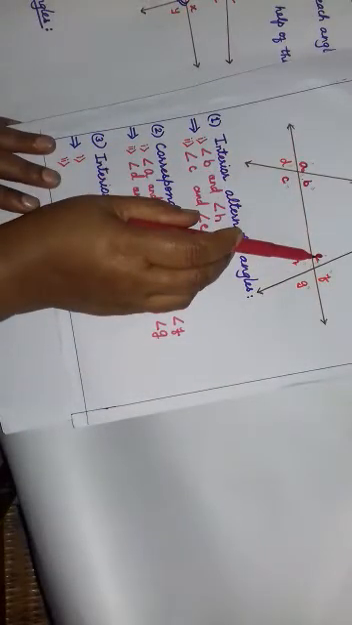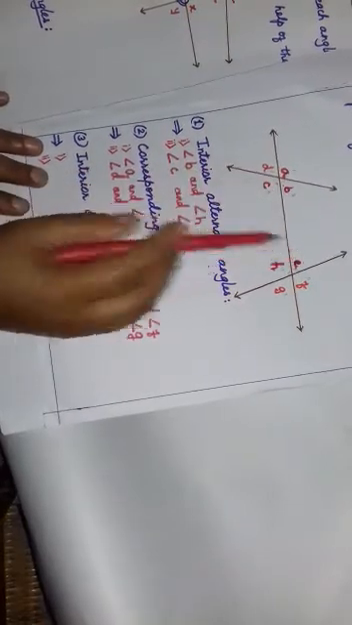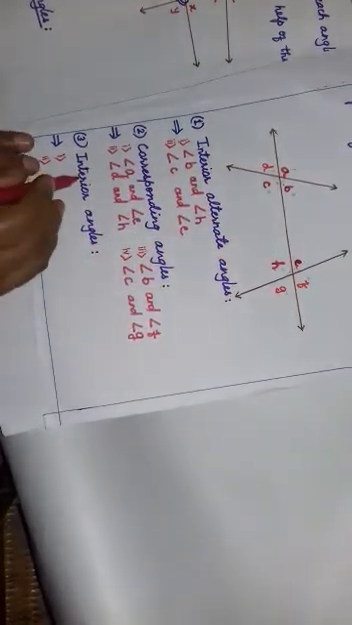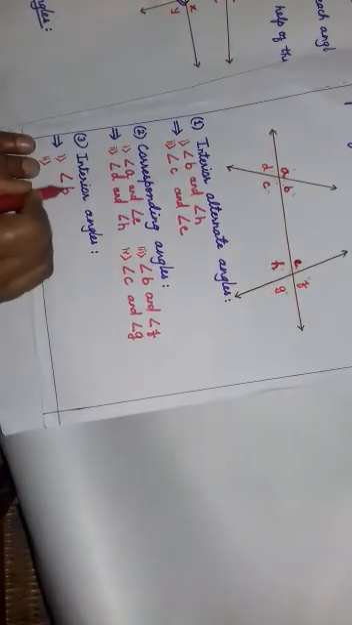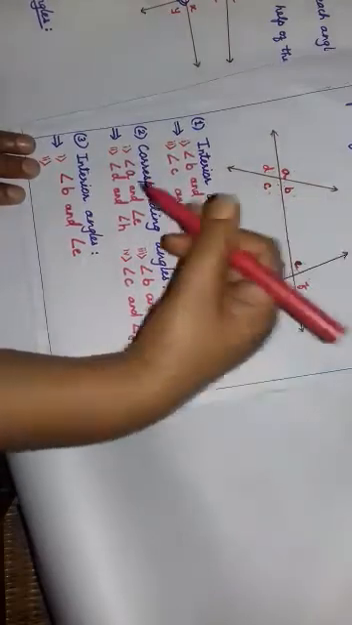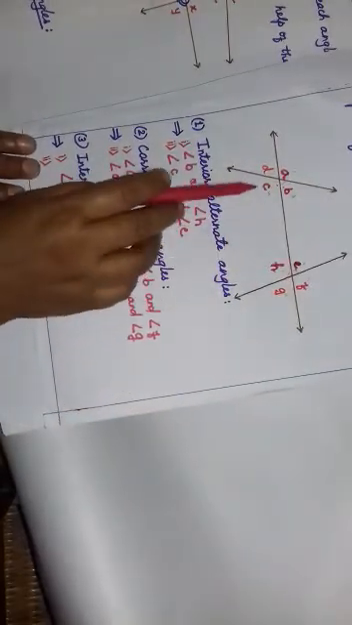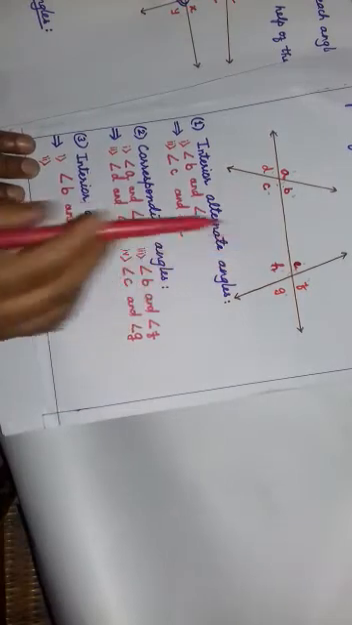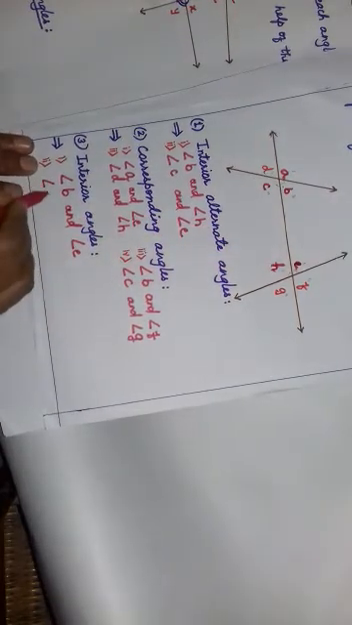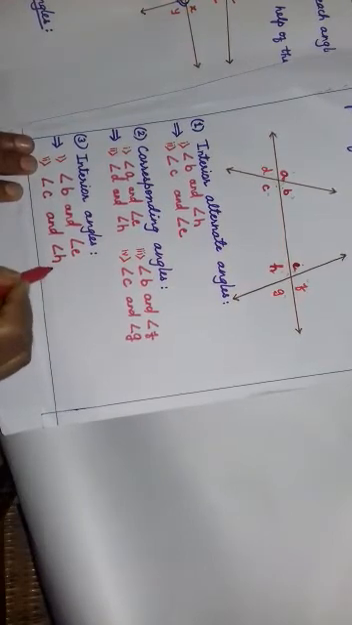Angle B and angle E. This is the interior angle. Okay. So angle B and angle E. Now below this line, which two angles we have? Angle C and angle H. They are interior angles. Angle C and angle H. Understood, children?